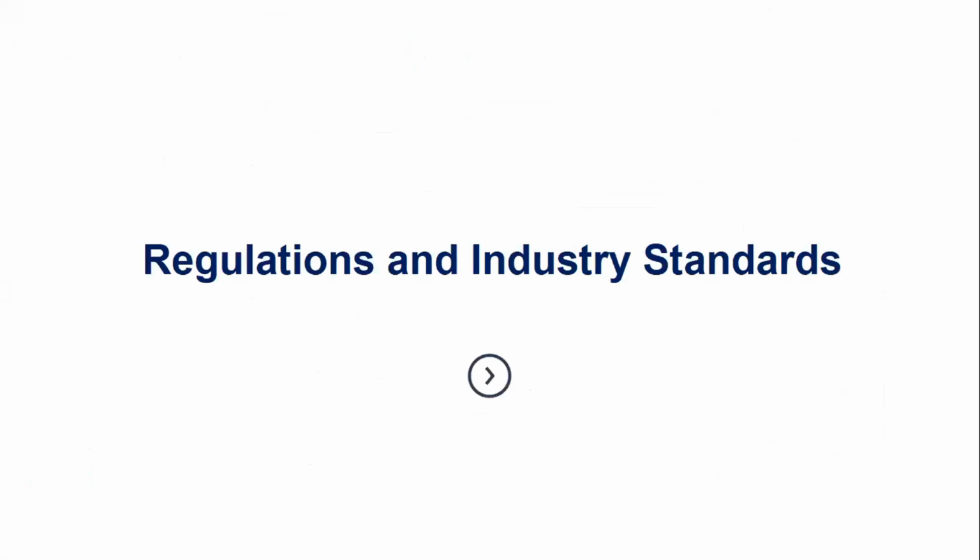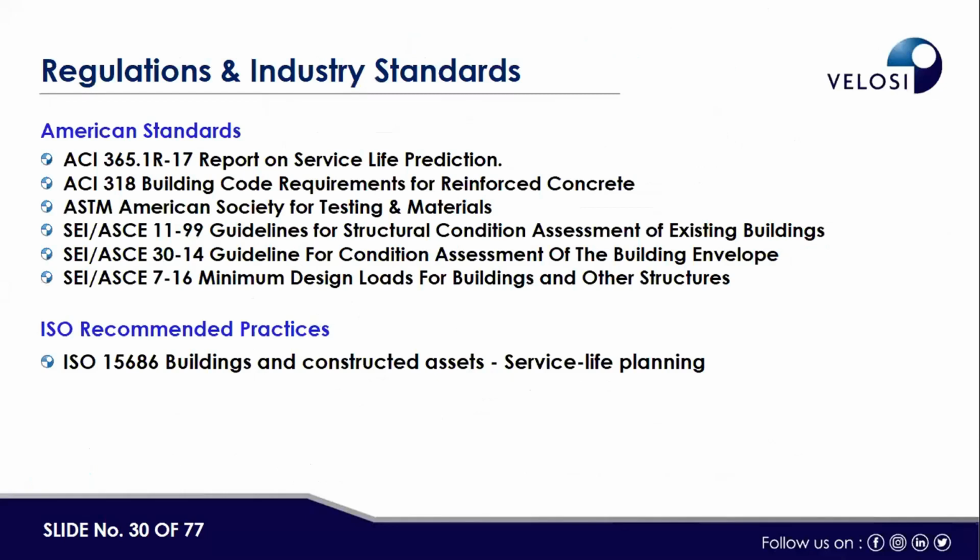All these life extension activities are properly controlled, and there are industrial standards that are used. There are standards coming from America and standards coming from Europe. Both are equally acceptable, and we are used to working with a combination of both, or sometimes using either side. From the US point of view, ASCE 11 is a major guideline for structural condition assessment of existing buildings. Similarly, there is ISO 15686 for building and construction asset service life planning. There are various standards, but normally we cover it under two main ones. Similarly, there is also ACI, American Concrete Institute, 365 reports on service life prediction.